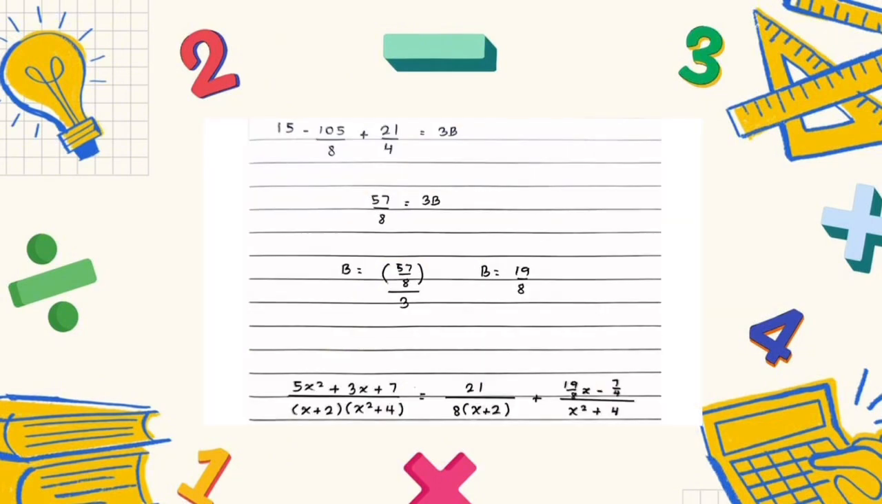Since we're going to find B, we need to put the B on the right while the other numbers are on the left. So we solve it and we get 57 over 8, and on the right is 3B. So the 3 on the B, we need to put with the 57 over 8, so we get 57 over 8 divided by 3. So we get B is 19 over 8. Since we have B, we can put the constants A, B and C into the equation. So we got this as our answer.